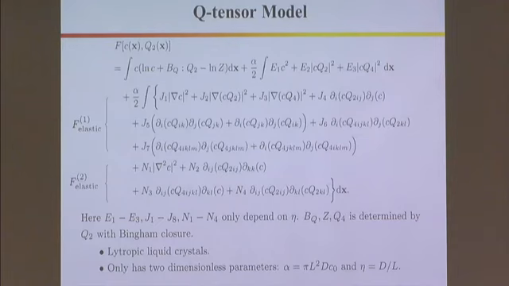Because the Bingham closure can guarantee that the eigenvalue of Q is larger than minus 1/3, now we can also get the elastic energy. Just this is Q2, because Q4 is a function of Q2. This is what the Bingham closure tells us.